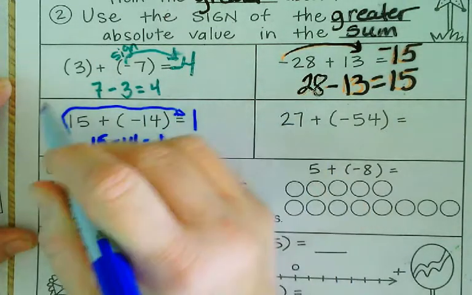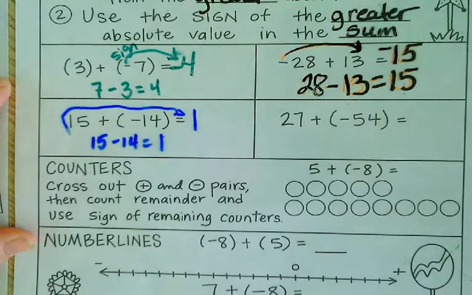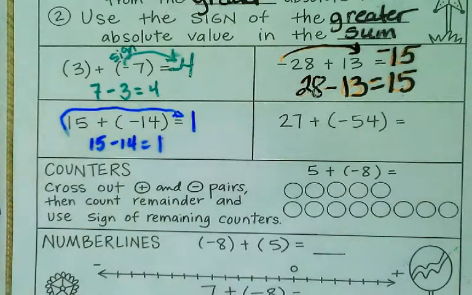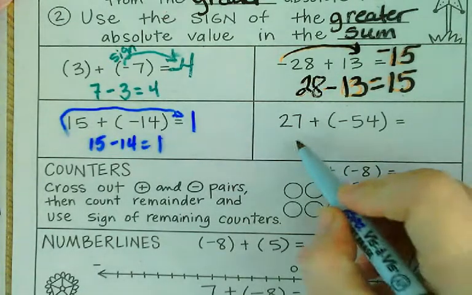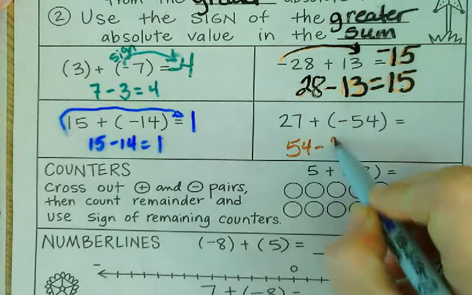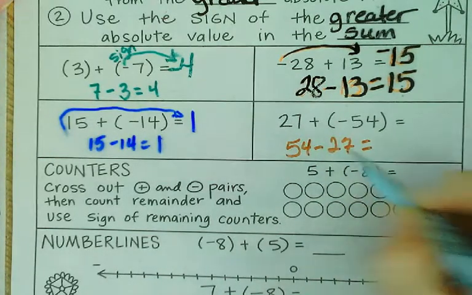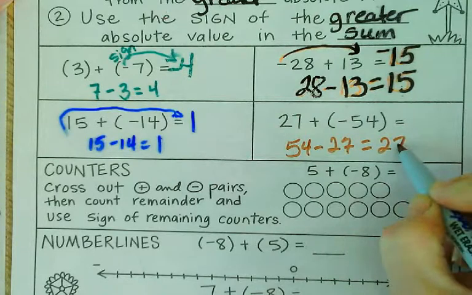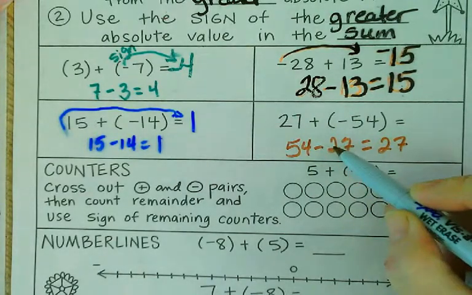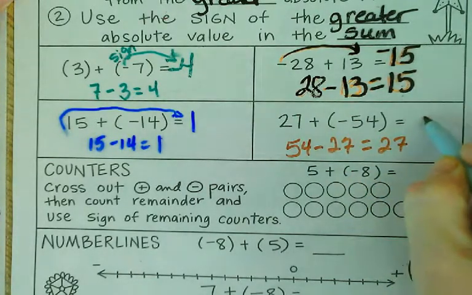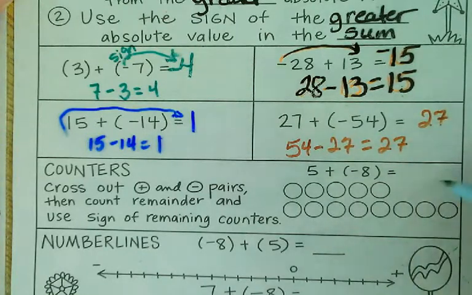And then we've got 27 plus -54. 27, the absolute value is 27. -54, the absolute value is 54. So that means we're going to start with 54 and subtract 27. And that's going to give us 27. 5, 4, 3, yep, 27. So 27 is the answer for the numeral, and then we need this sign. So our answer is negative 27.